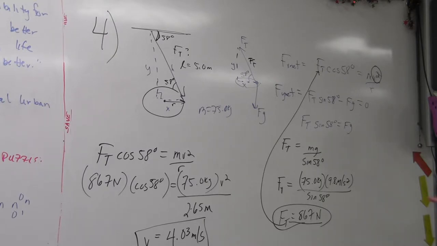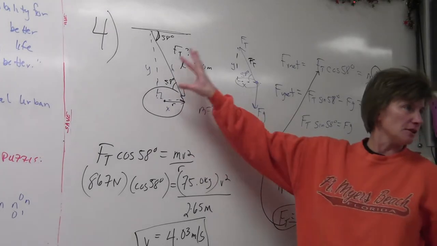Did everybody get 4.03 in their calculators? I got it. Does everybody understand how I got the physics here?